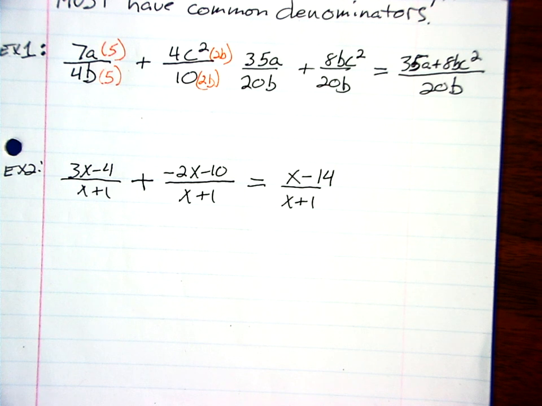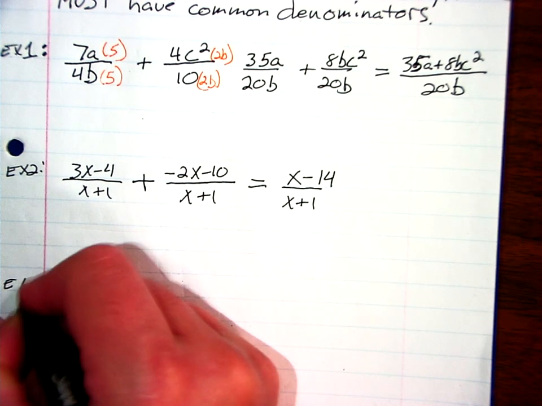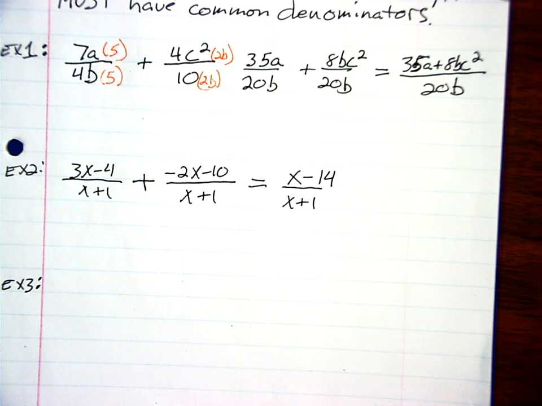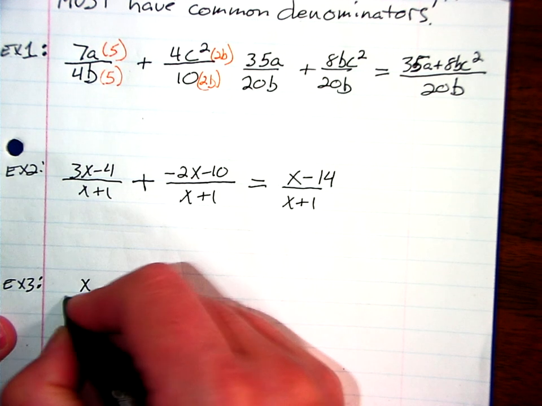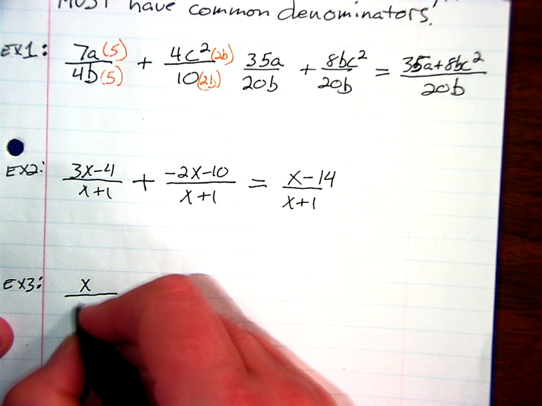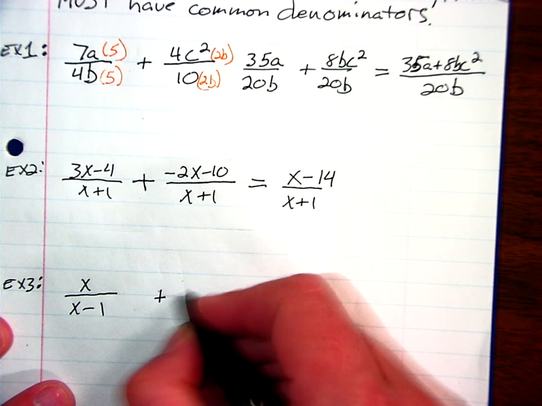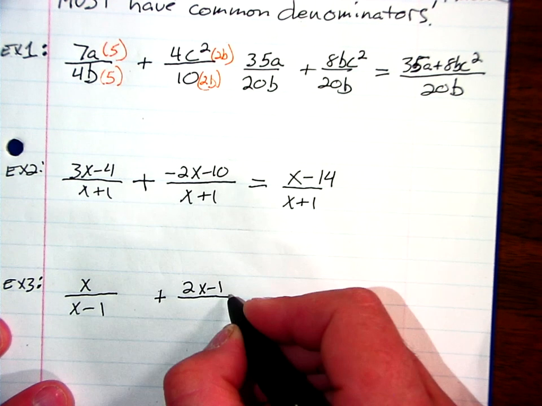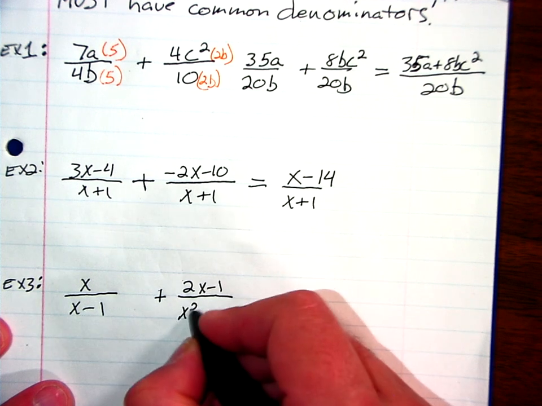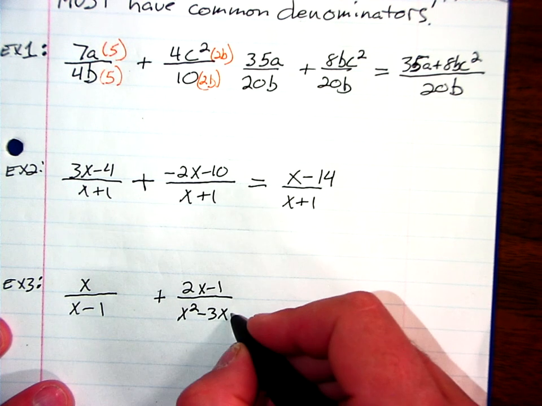We're halfway through the lesson. All right, so that one actually got easier. This one must get harder. And it does. All right, x over x minus 1, and I am leaving space there on purpose, plus 2x minus 1 over x squared minus 3x plus 2.